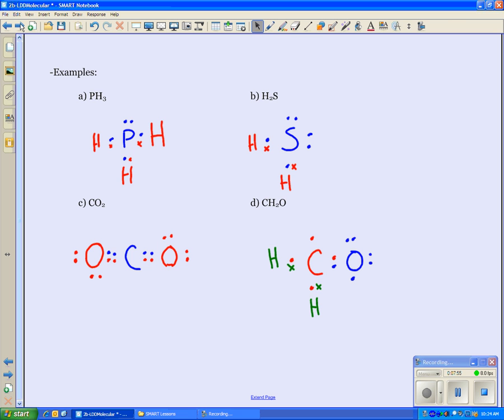Now what we have is an unpaired electron on the carbon and an unpaired electron on the oxygen. Because they're on adjacent atoms, we can move them to form a multiple bond. So the oxygen and the carbon electrons move and form a double bond between the carbon and the oxygen.